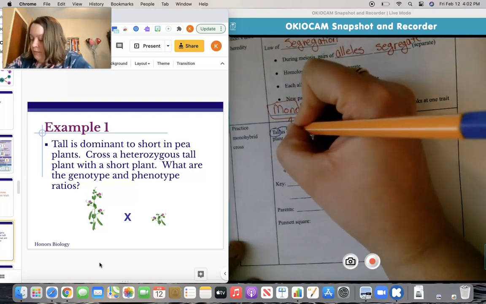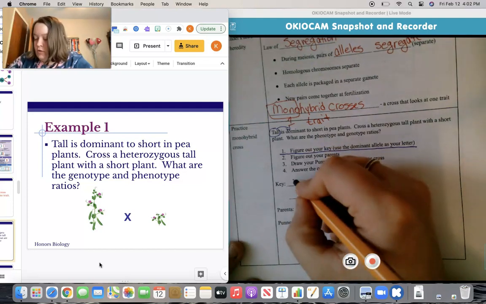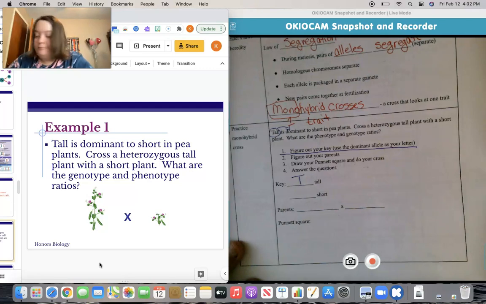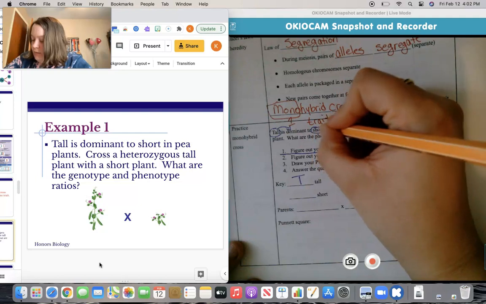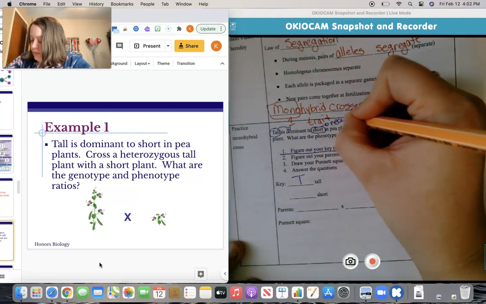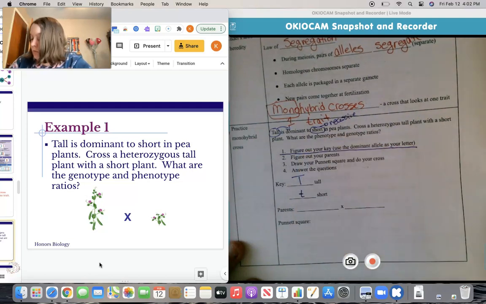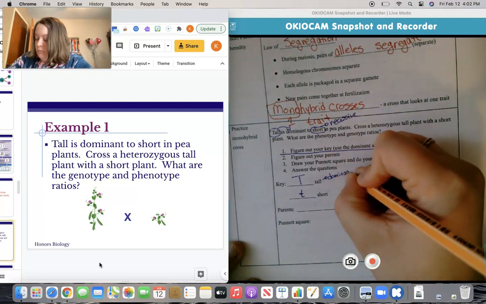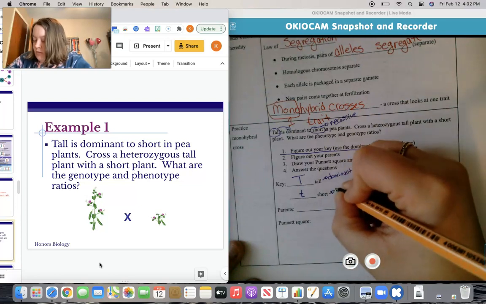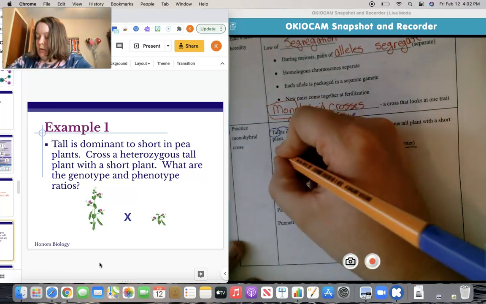Tall is dominant. That means tall is going to be represented with a capital letter. Let's use T. Big T for tall. Tall is dominant to short. That means short is recessive. Recessive things are represented with a lowercase letter. So tall is the dominant one. Short is recessive. Meaning if an organism has a capital T, it's tall, automatically. Doesn't matter what the other one is. All right, step number 1, check.